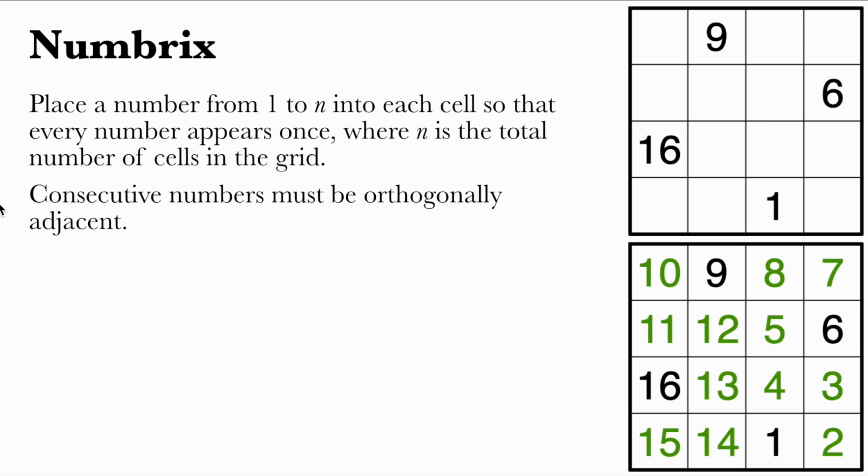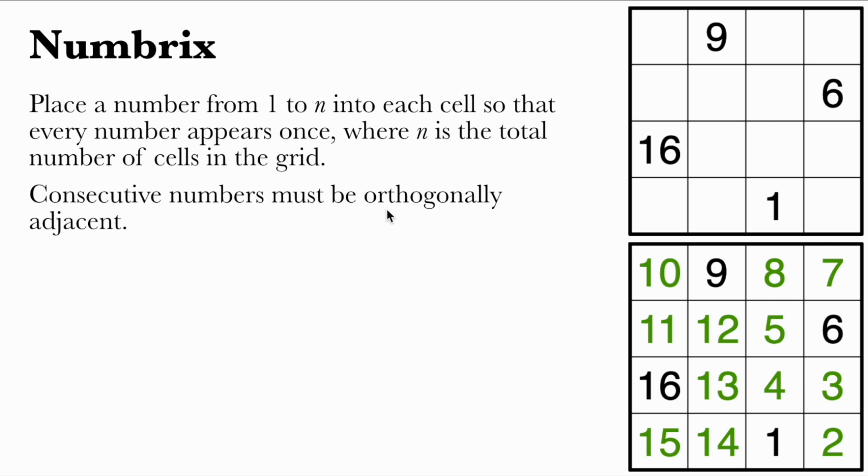In Numbrix, we place a number from 1 to n into each cell so that every number appears once, where n is the total number of cells in the grid. So this example is a 4x4 square, which means there are 16 cells, and we're going to be placing the numbers from 1 to 16 in the grid.